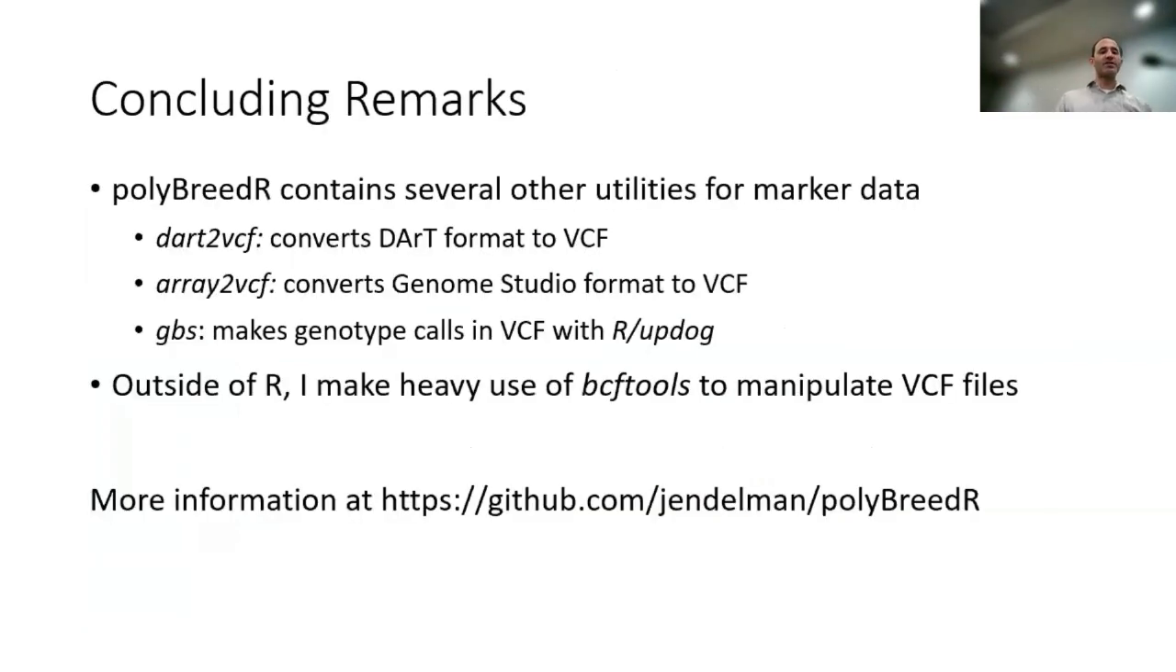So some concluding remarks. There's some other functions in PolyBreeder that may be very useful to you that I've used extensively. There's Dart2VCF, which takes the Dart files that you'll get from DArTag, which come in 2 different output files, and puts them together into a VCF file. Array2VCF takes a GenomeStudio format file and puts it into VCF. I don't use an Axiom array, so I don't know what that file format looks like, but we could write something similar for that if that were of interest. And then the GPS function, which has been out there for a year now already, takes a VCF file and can replace any existing genotype calls with those based on updog if you want to do that.